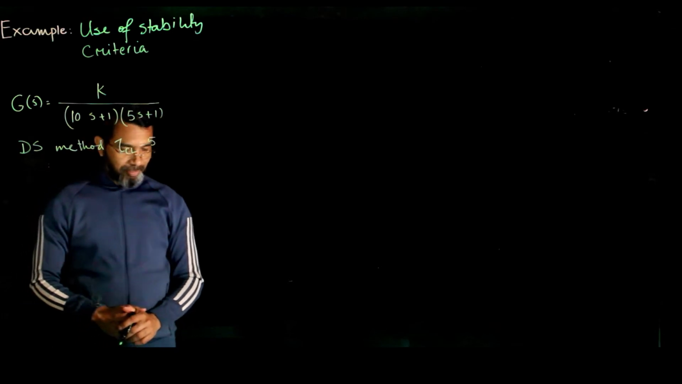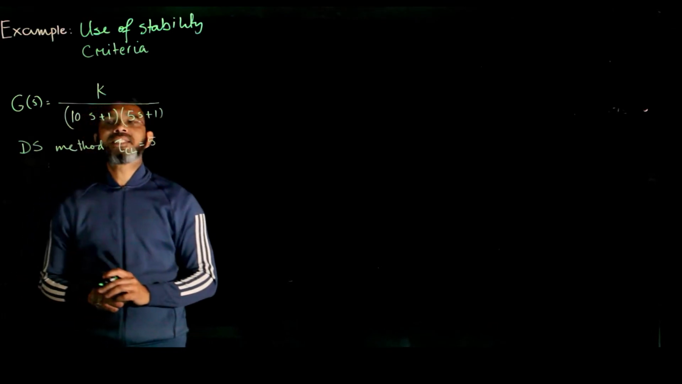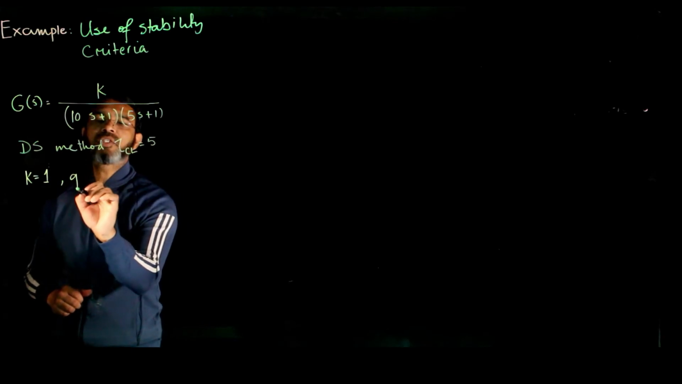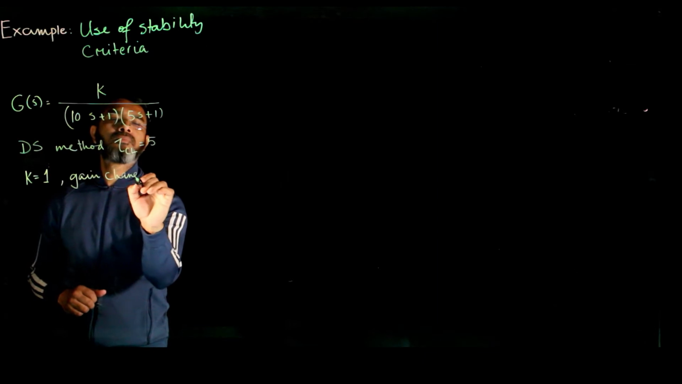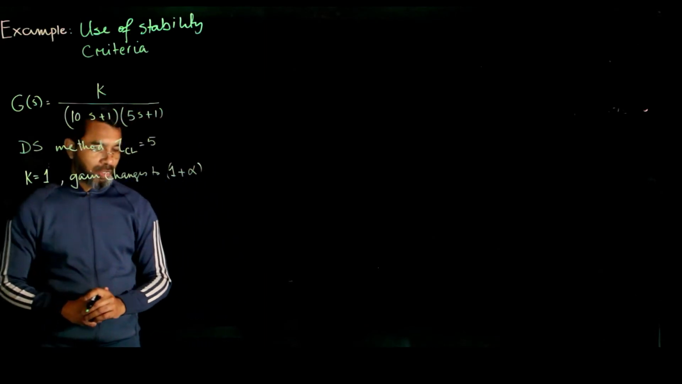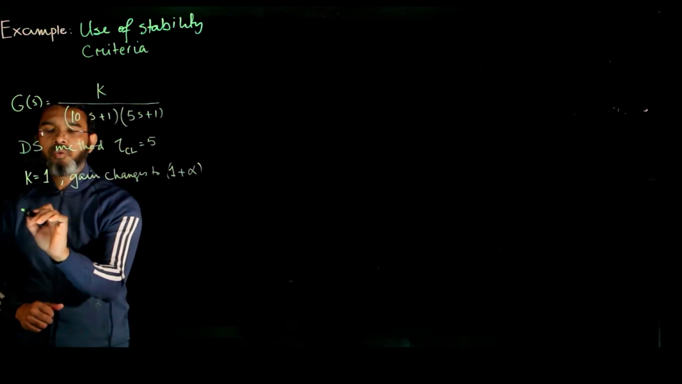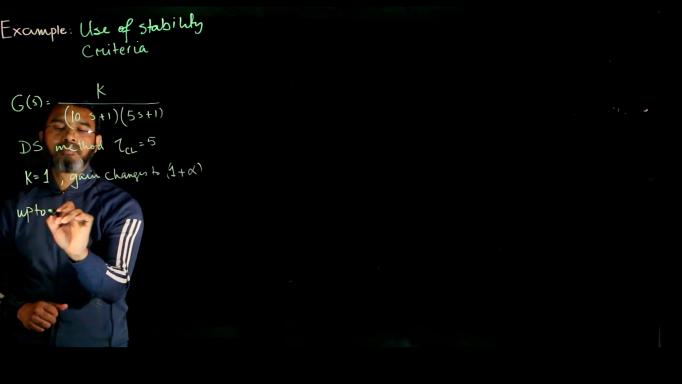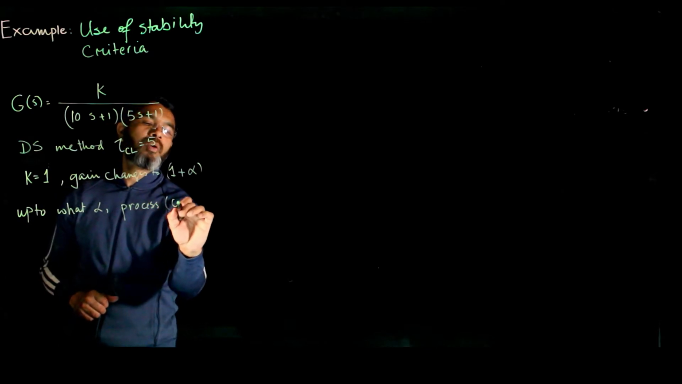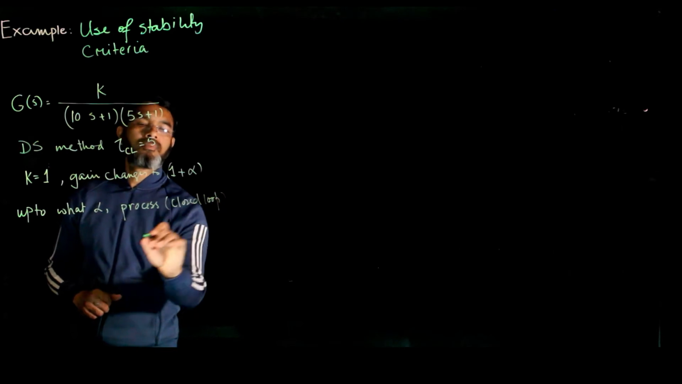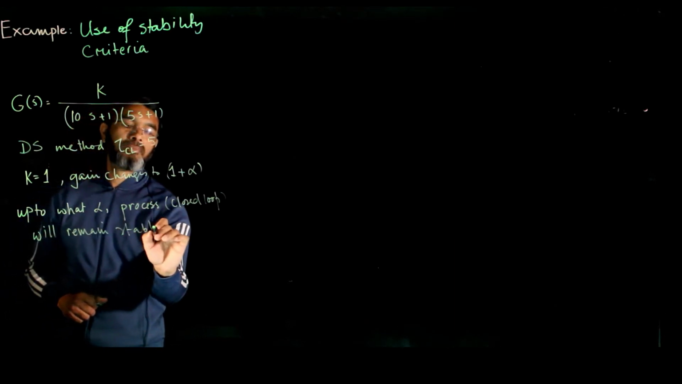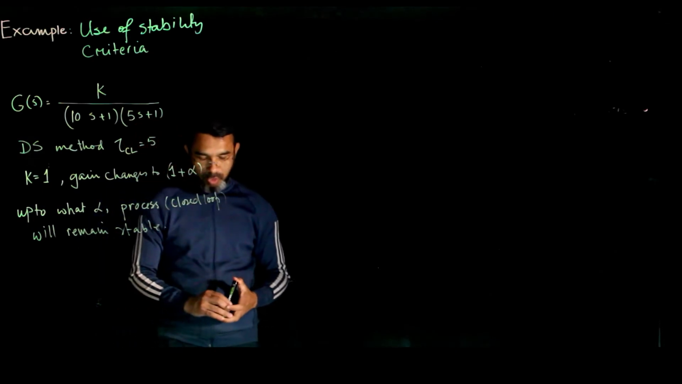Now it asks you, if this controller is designed for k equals 1 and then the gain changes to 1 plus alpha, up to what value of alpha the process, meaning the closed loop process, will remain stable. Okay, that's the problem to solve here.